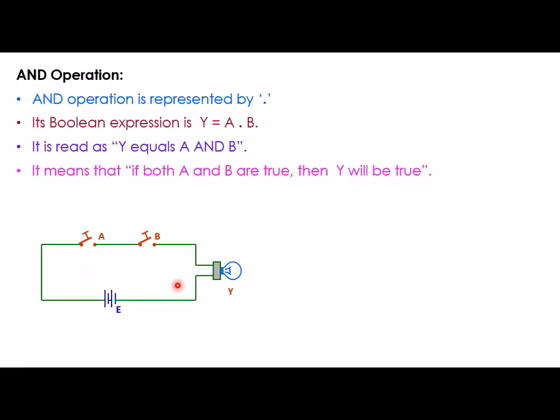In first case, switch A was open and switch B is closed, then also the bulb is not glowing. In second case, switch B is open, switch A is closed, then also this bulb is not glowing. Now if both switches A and B are closed, then only this bulb is glowing.